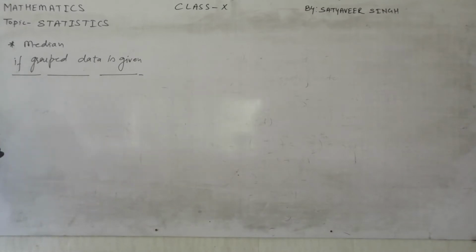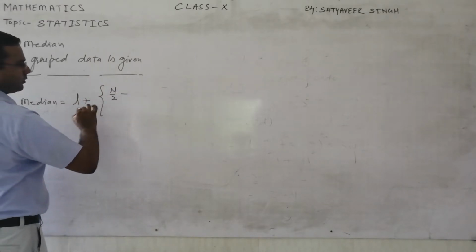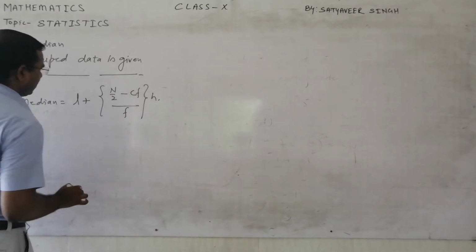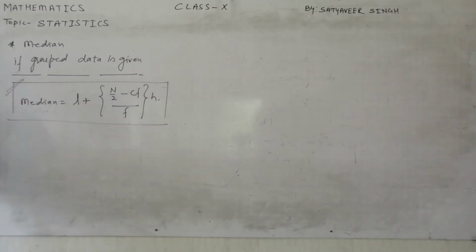So what is the meaning of the group data? You know, intervals will be given, frequencies will be given. So the formula that we will use here is median is equal to L plus (n upon 2 minus Cf) upon f into h. This is one formula we will have to utilize. See student, I'll explain you the meaning of these terms.